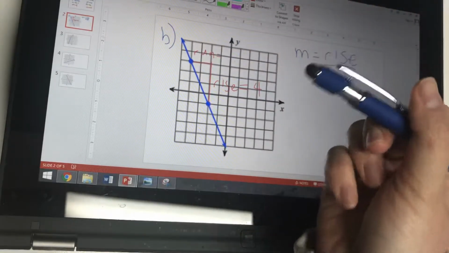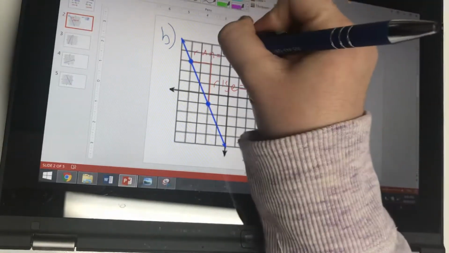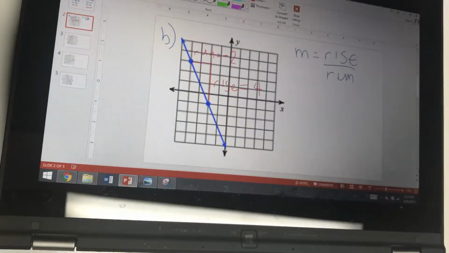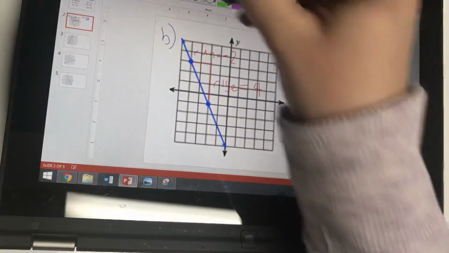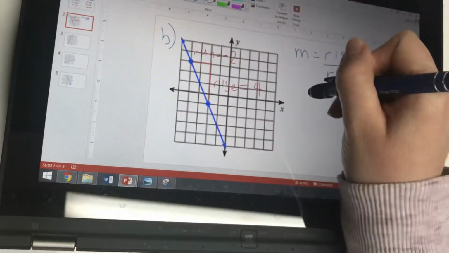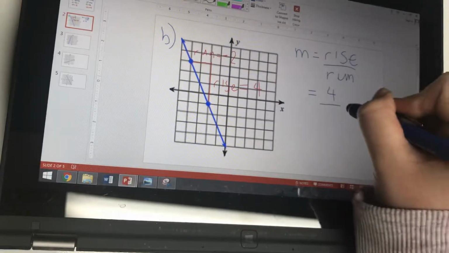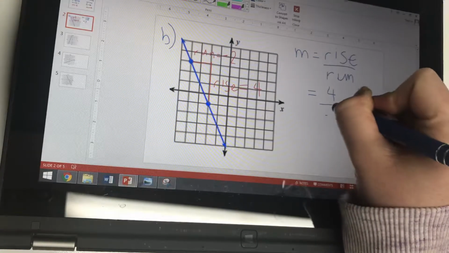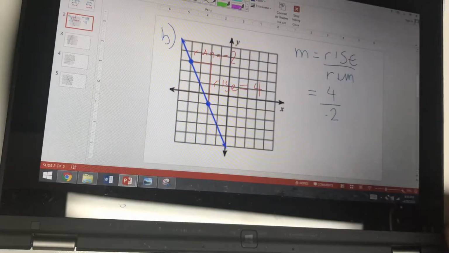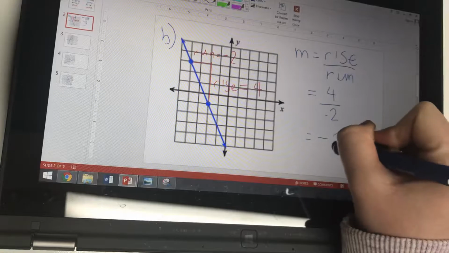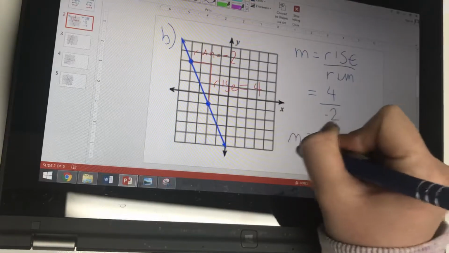But I'm running to the left, and anytime you run left, it's actually a negative number. So that means my rise was 4, and my run was -2. And I'm going to simplify. 4 divided by -2 is -2. So that's my slope.